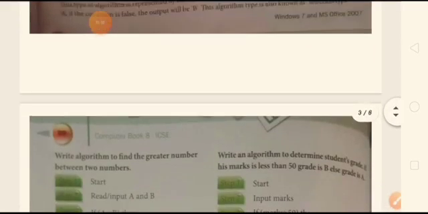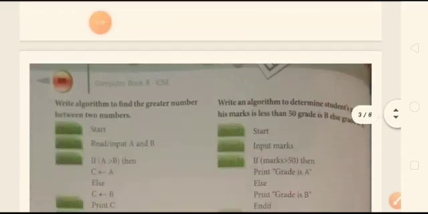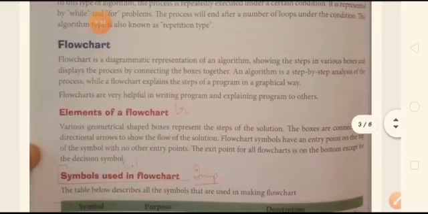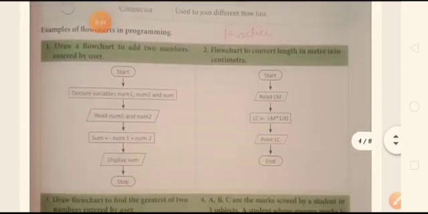Now students, there are certain more algorithms that are being given of branching and loop. Okay, so we'll cover it in the next part of the video.